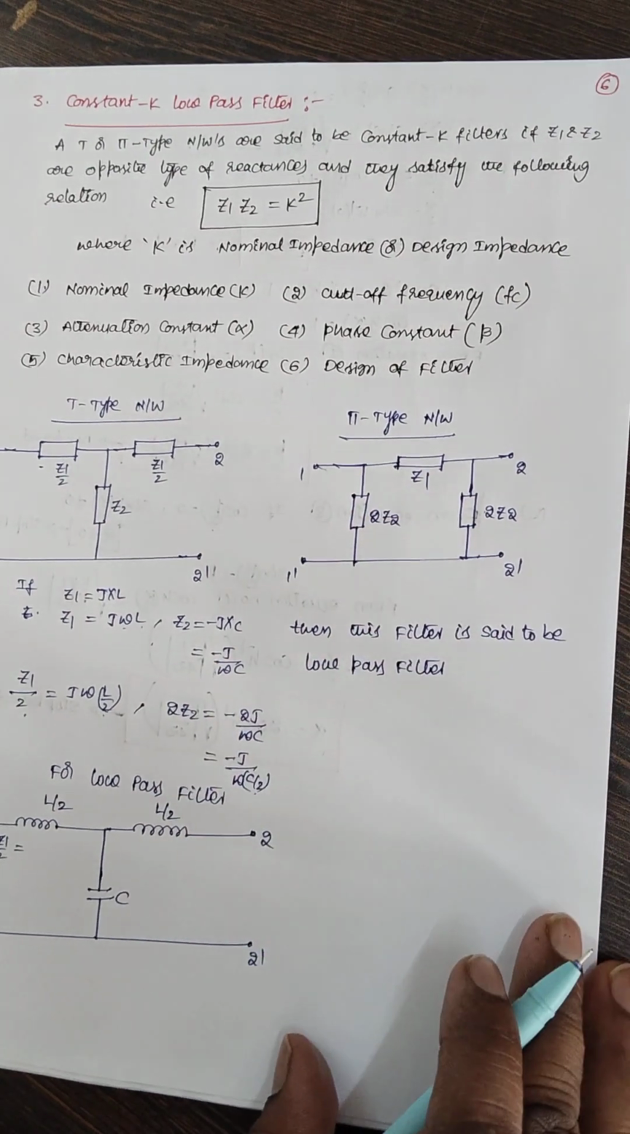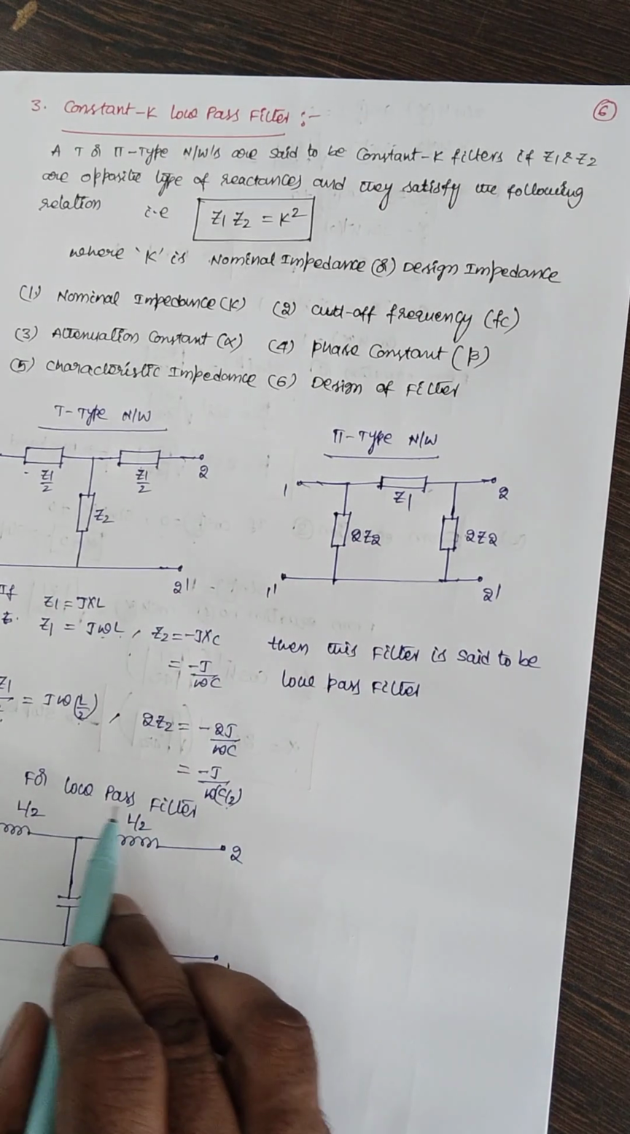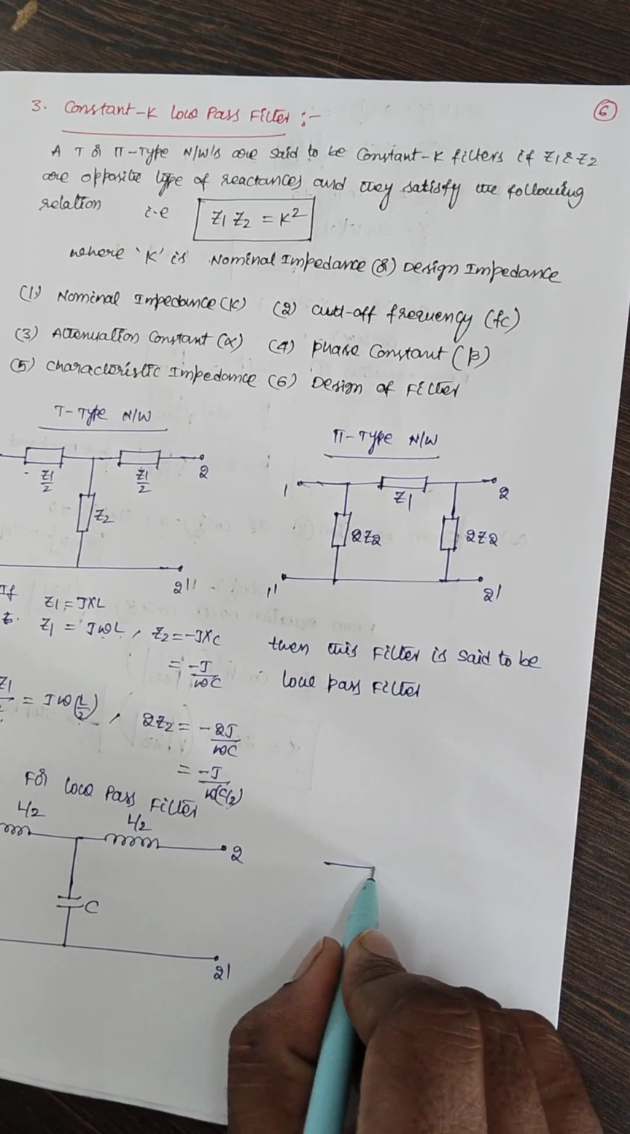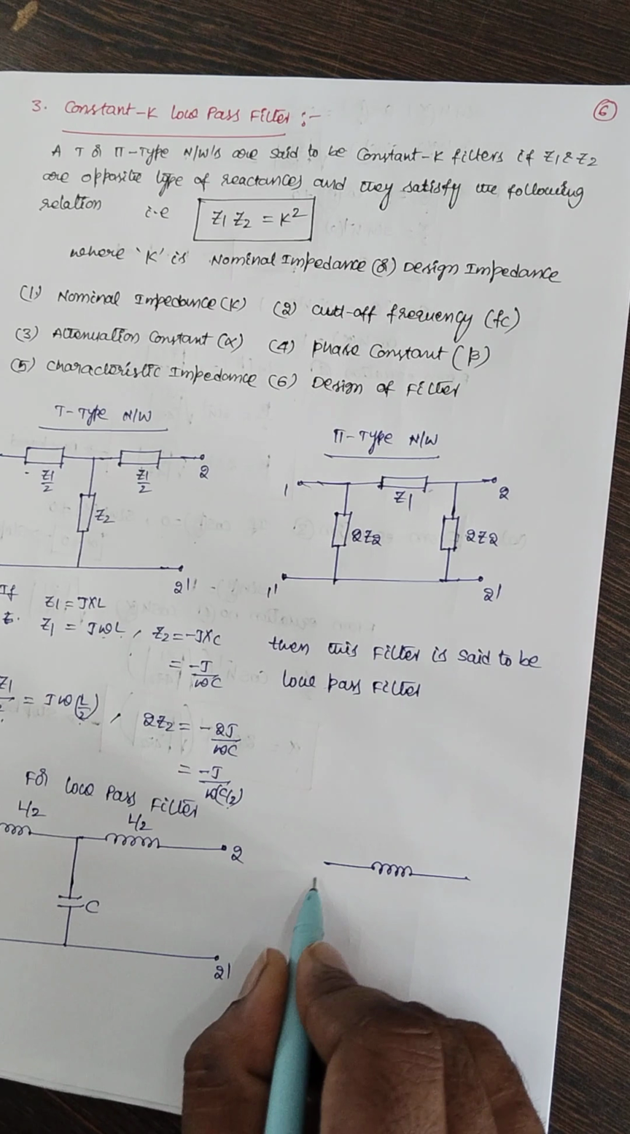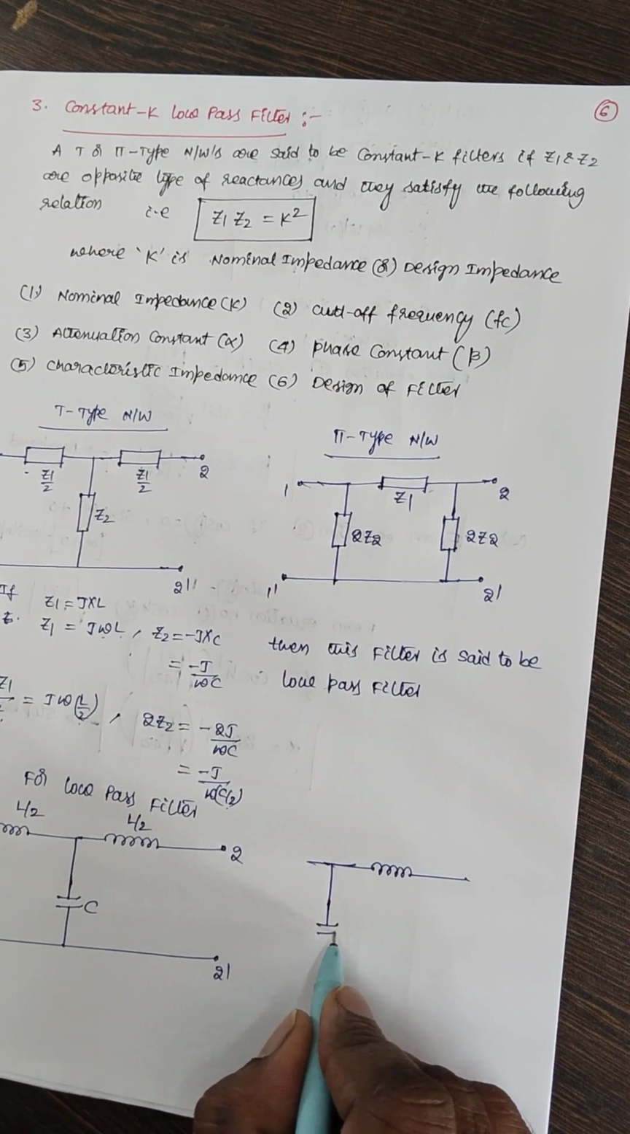Now this is for pi type of networks. So for a low pass filter, the series branches are inductors. So it is an inductor. And the shunt type of branches are capacitors. So it is capacitor.